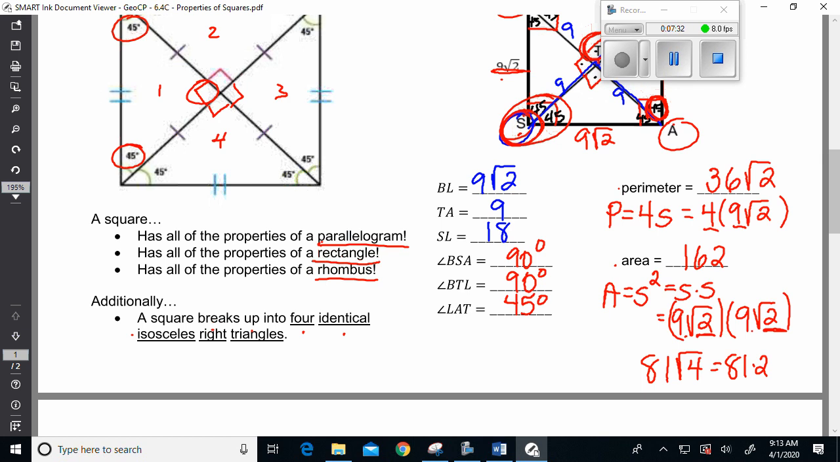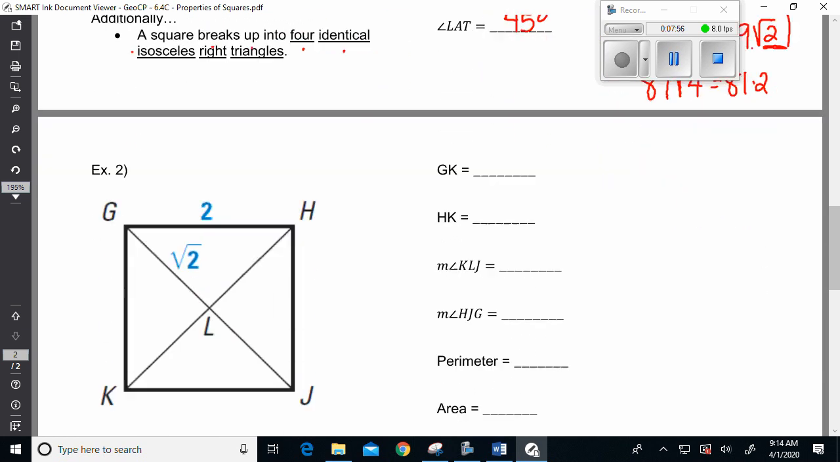And that finishes up example number 1. Again, a lot of parts in that one, just to show you and highlight all the properties and all the things that you can do with the square. So that's example 1. Let's move into example 2.